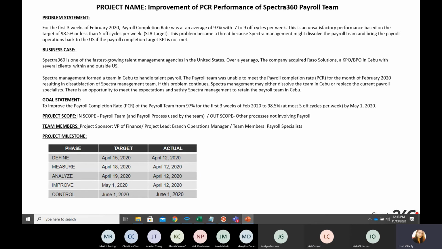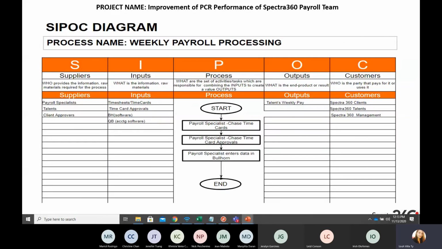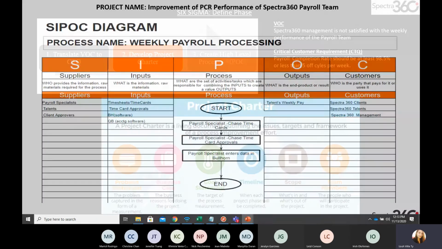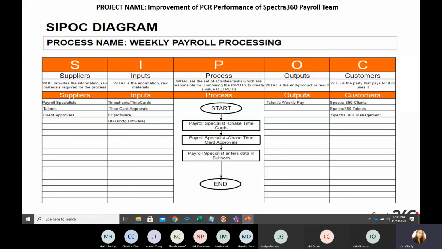Okay, so going back to the 3 steps, the third part of the define phase is the high level process, SIPOC. I'm not going to discuss this because I think we will not be requiring you to prepare the SIPOC, but for purposes of information, in the real project you will need to create this. SIPOC is simply a diagram showing who the suppliers are, what the inputs are, what is the process, what the outputs are, and who the customers are.